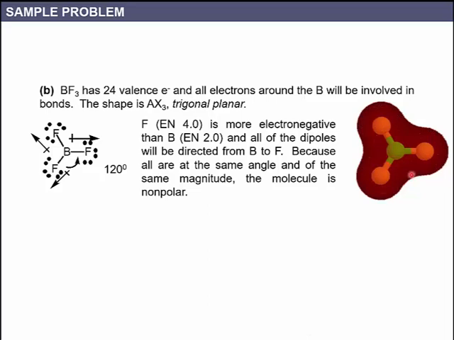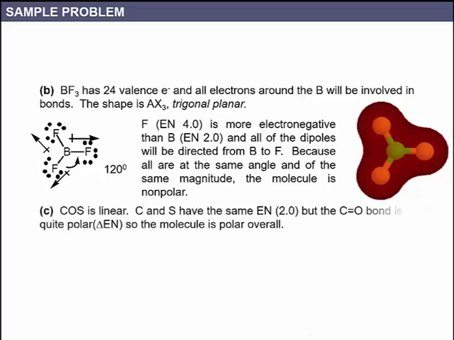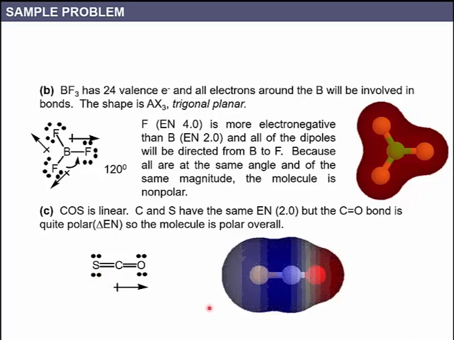Notice how this is all even in terms of its electron distribution. COS is linear. The carbon and the sulfur are going to have the same electronegativity too, but the carbon-oxygen double bond is quite polar, and so overall that molecule is going to be polar. So we've got this molecule here, which has a polar bond between the carbon and the oxygen, and we've got no polarity in this bond over here, so we have an overall polar molecule.